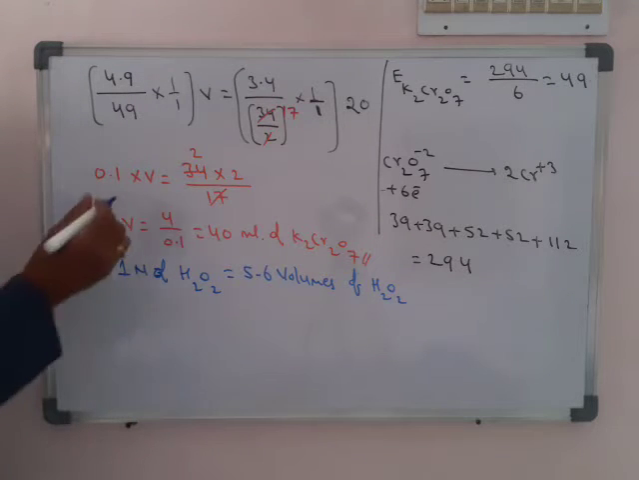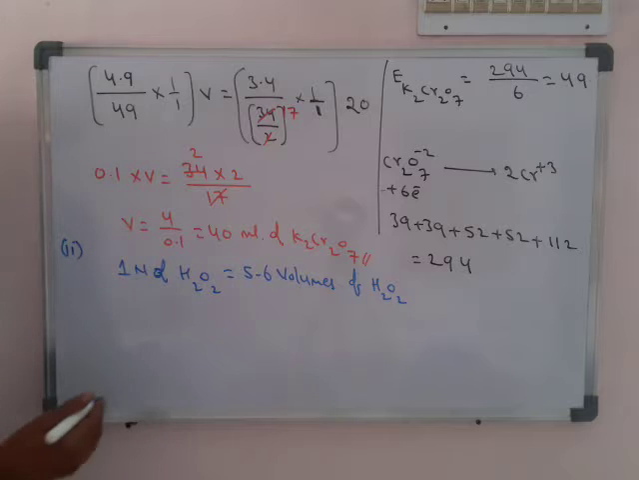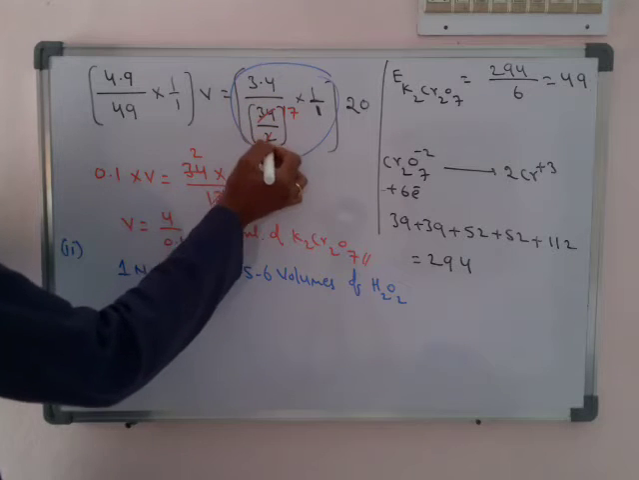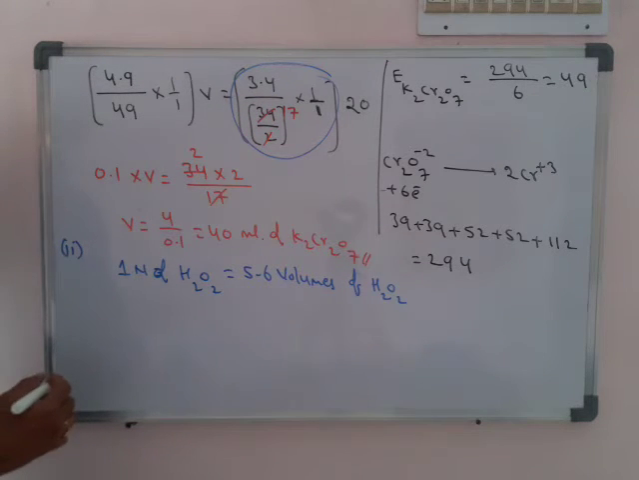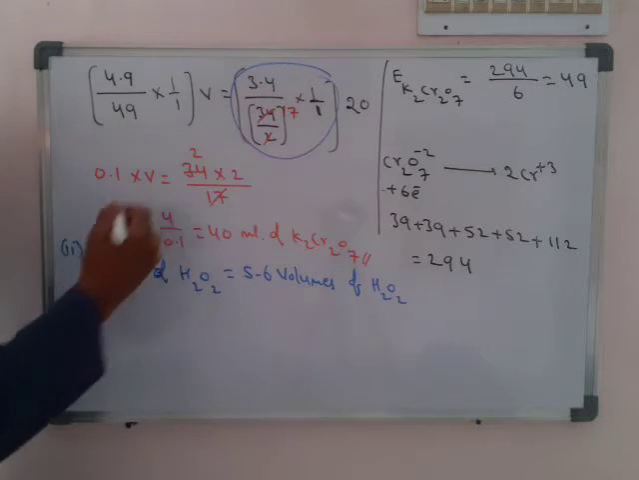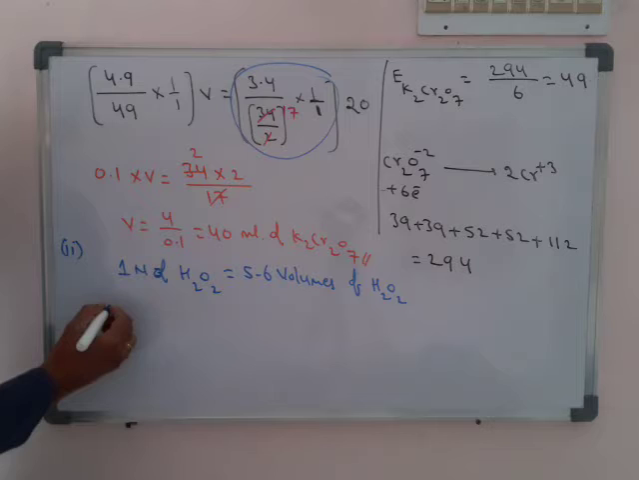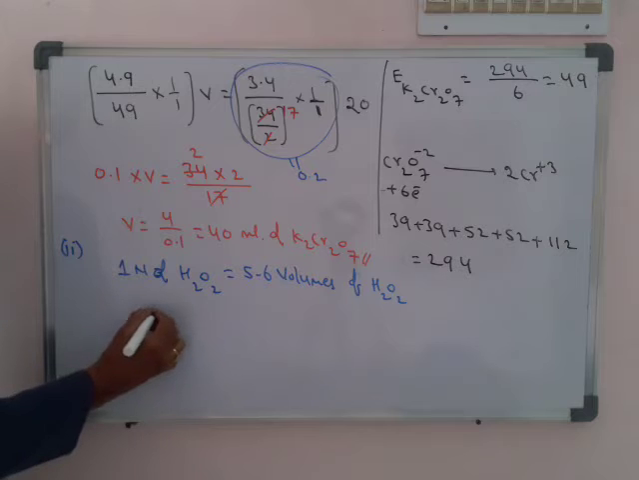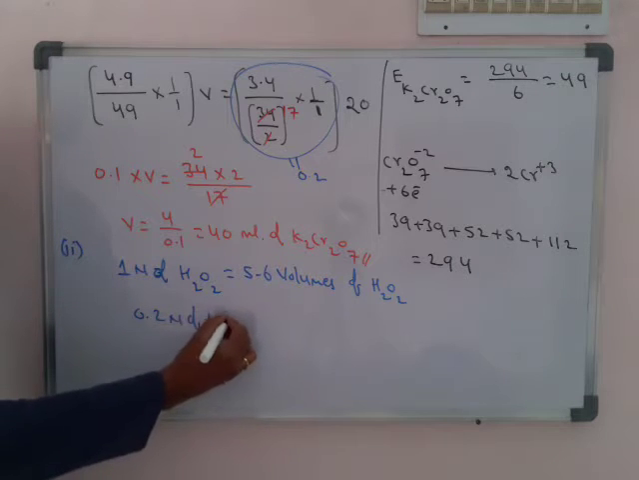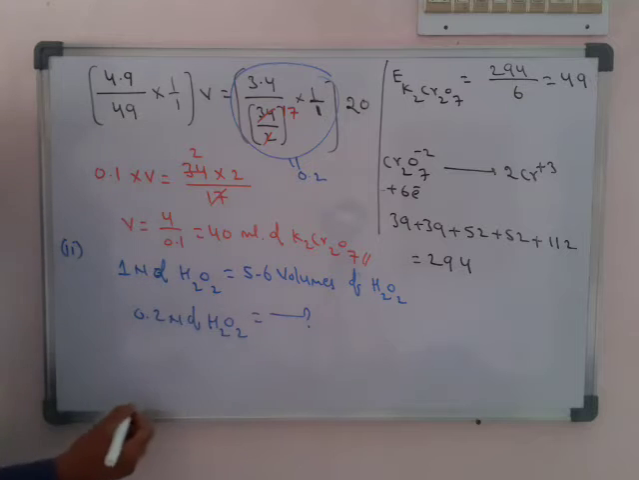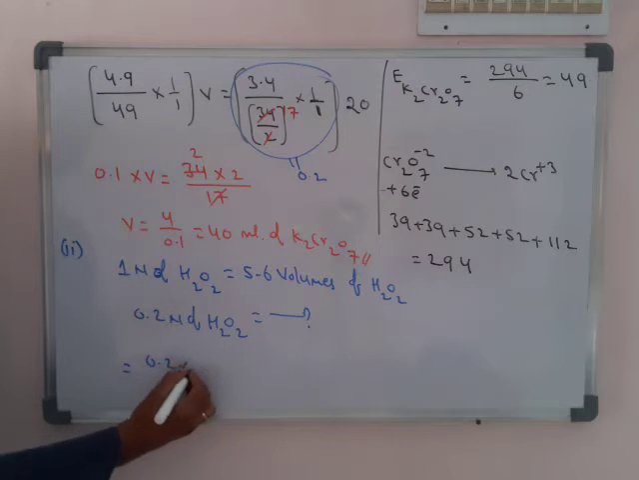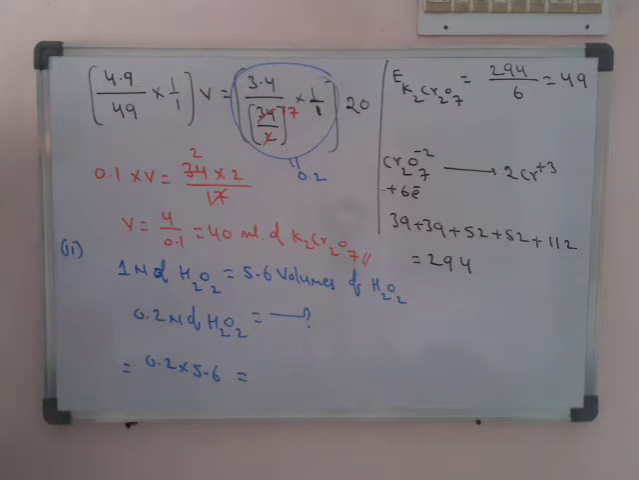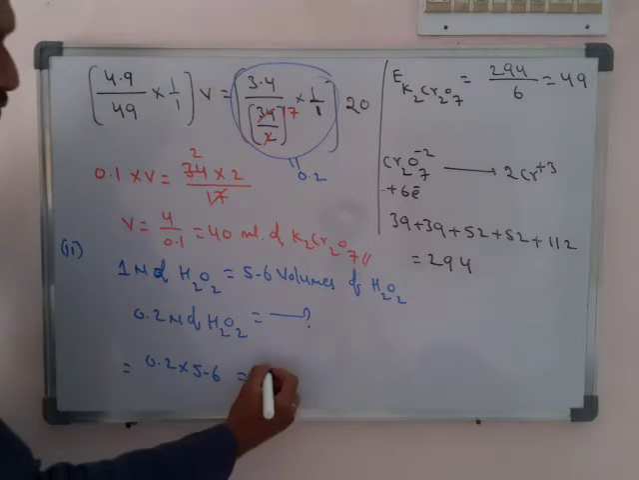Then what is the normality of this one? So normality we calculate here. So 3.4 by 34 by 2, so we get 17. So 34 by 10, so this is equal to 0.2. Normality of hydrogen peroxide is equal to how many volumes? So 0.2 into 5.6. So it gives 1.12 volumes.